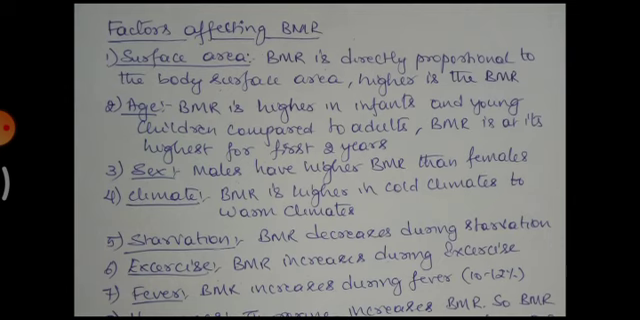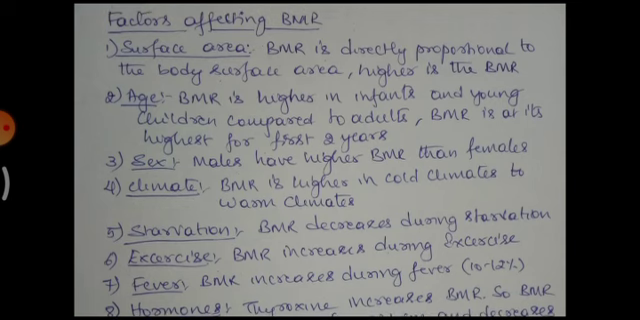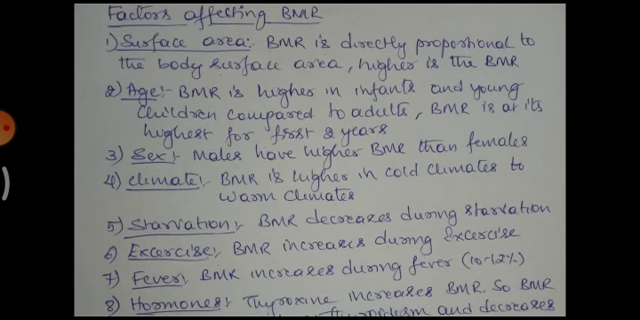So the first one is surface area. BMR is directly proportional to surface area. Higher the surface area, higher the BMR. So an elephant will eat more food compared to a cow because its surface area is more. Similarly, in human beings, if two people are of the same age and same sex, and one of them is huge in size compared to the other, then he requires more BMR to maintain the temperature of all the body surface area, because he is larger in size, so he requires more energy for heat production. Hence his BMR is more.